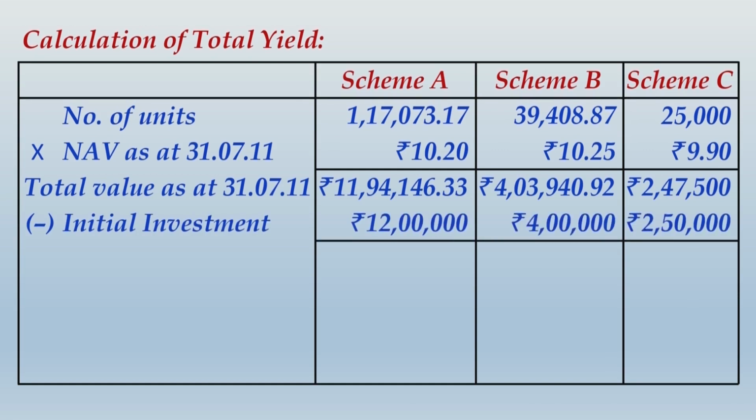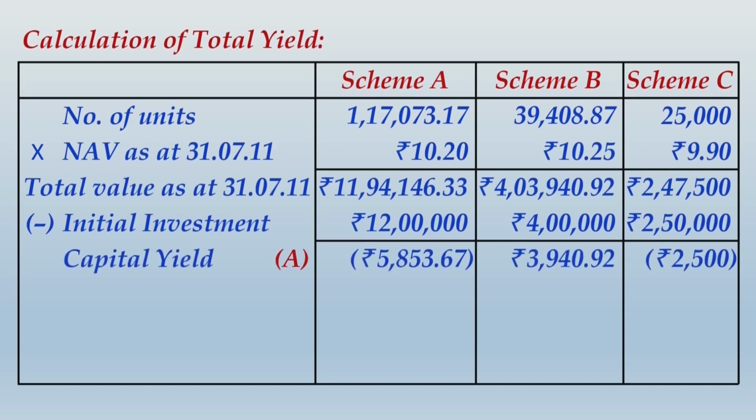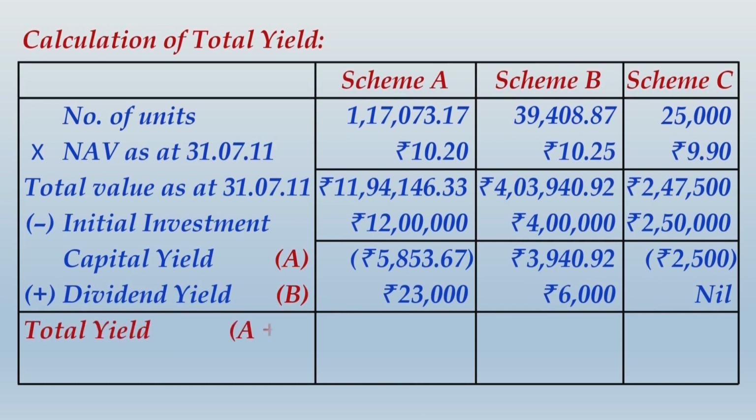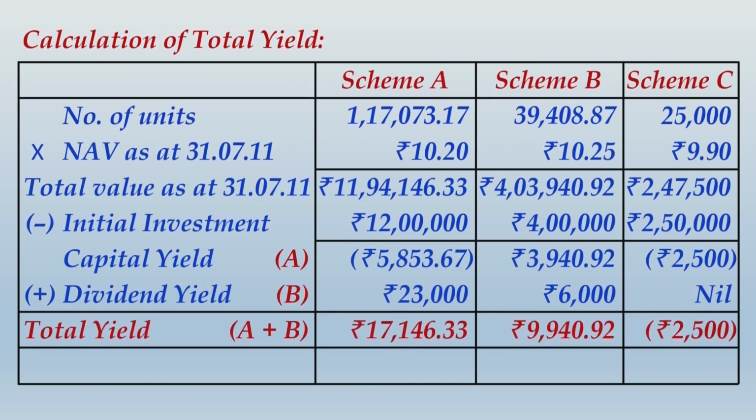So this is giving you the growth part, that is gap between NAV1 and NAV0, and of course considered in terms of the total number of units held. So the capital yield what you get or the growth what you got, it is negative in scheme A and scheme C, it is positive in scheme B. Of course to this you will add the dividend yield, so your total yield will be aggregate of these two. So we find that in scheme A and B you have made a gain, scheme C you have incurred a loss, and now we have to find the effective yield on a per annum basis.